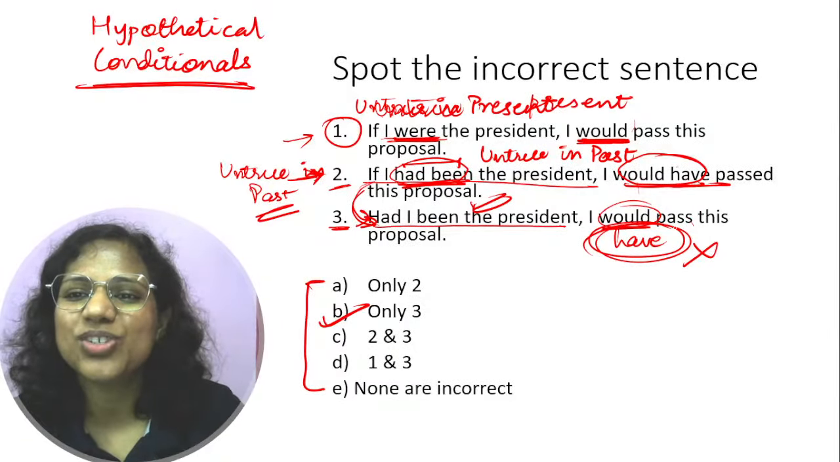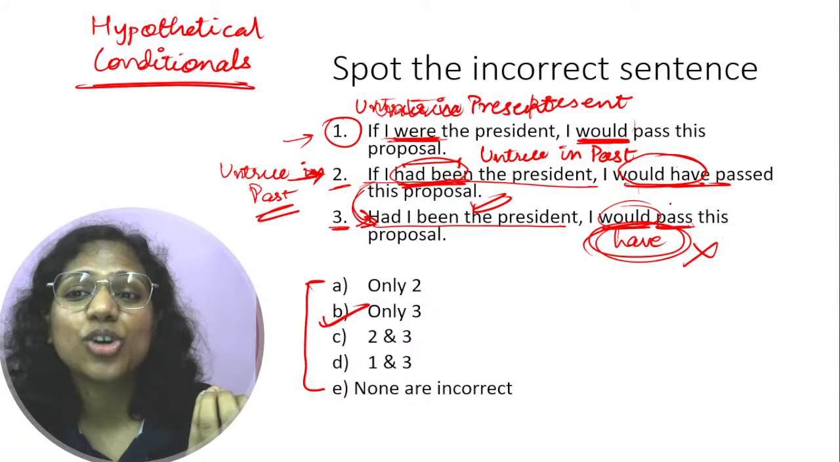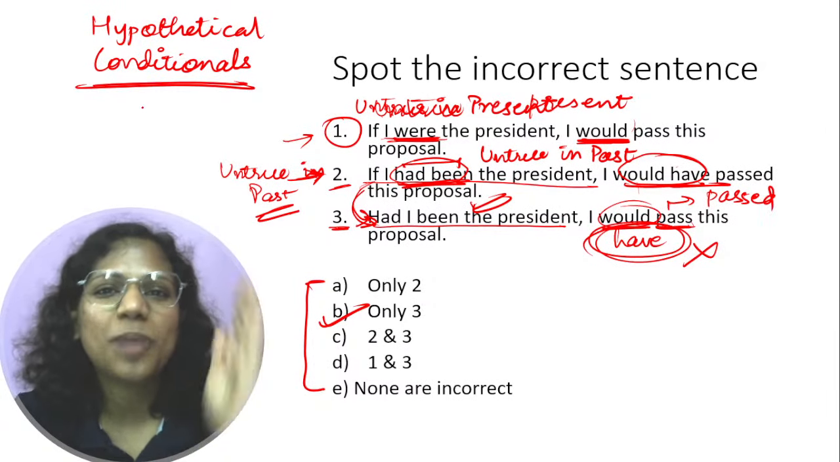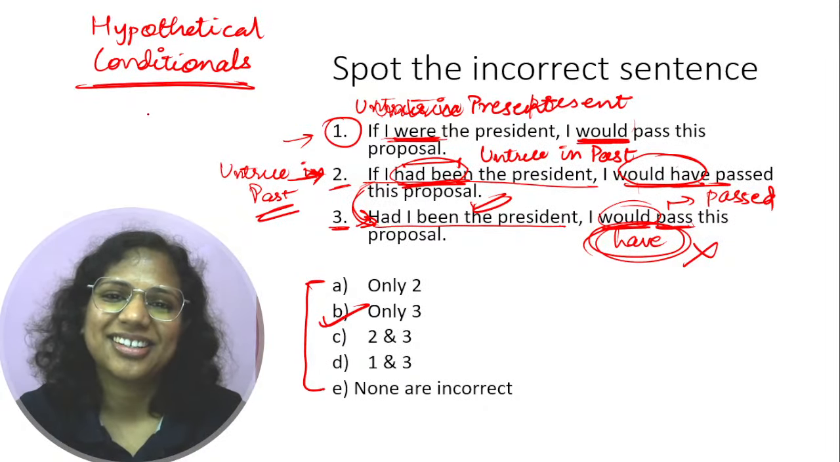See, the moment I use have or had, the moment I use the perfect tense, what do we have to use? Third form of the verb. Always the third form of the verb. So past, past, past. Third form is past. So would have, past.